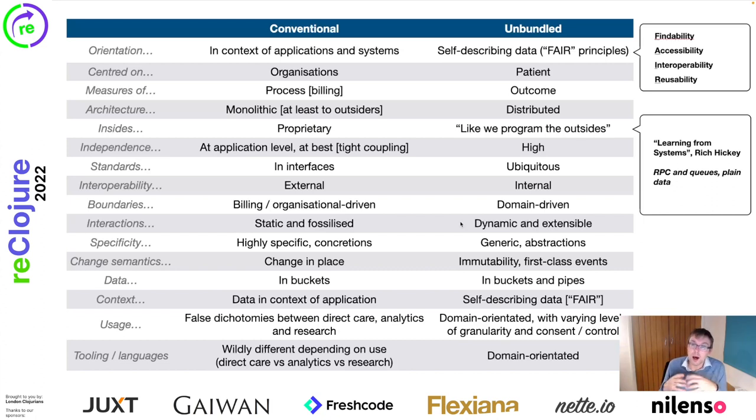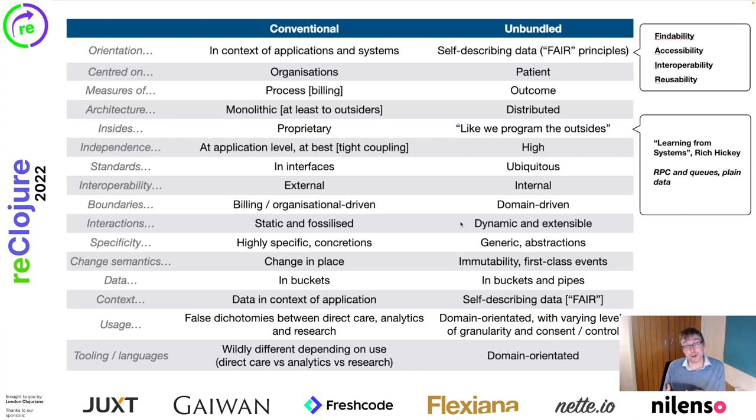So when I talk about unbundling the EPR, I'm talking about focusing on the data, using self-describing data, so adopting FAIR principles, which are findability, accessibility, interoperability, and reusability. And so actually our data becomes much more focused on the patient and not the organisation. In fact, you could see a situation where you could compose data very easily from multiple organisations because data's first class. It just composes really nicely, irrespective of the organisation.